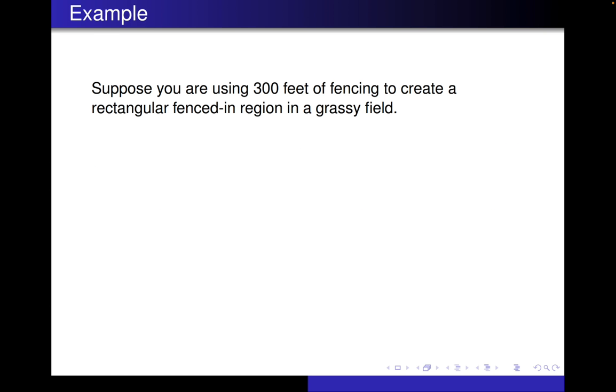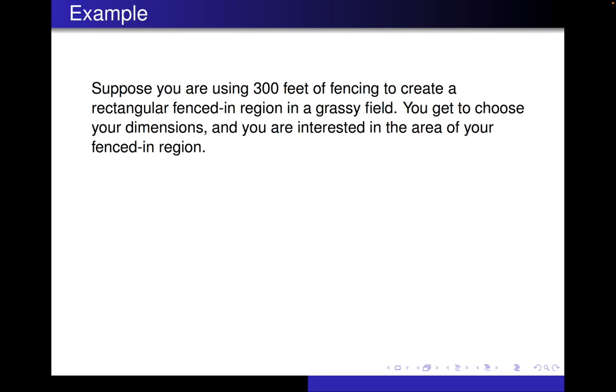So here's the example that we're looking at. Suppose you're using 300 feet of fencing to create a rectangular fenced-in region in the middle of a grassy field. Say you're trying to make a little pen for your dog to run around that is as big as possible, so they don't run away. So you get to choose your dimensions, and you're interested in the area of your fenced-in region. So if one of your dimensions of your fence, in other words either the length or the width, is x, what is the area A of x?